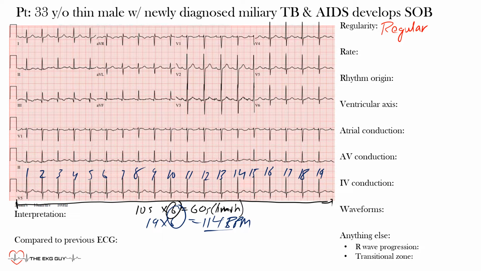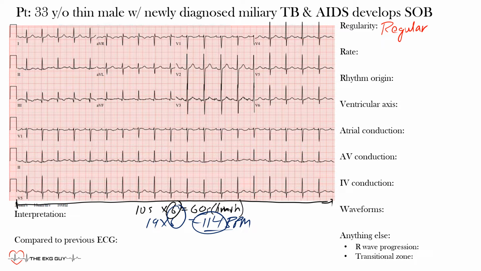Now, another thing we can notice is that our rate is fast, above 100 beats per minute, so we have a tachycardia going on here. Instead of using 300 over the number of thick lines, a more accurate way is to find an R wave that falls on one of the thick lines. So let's do that here.